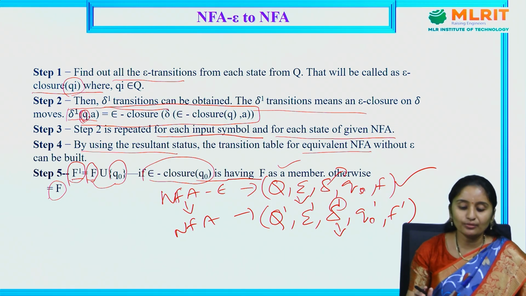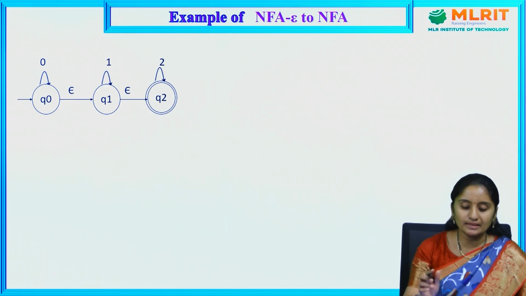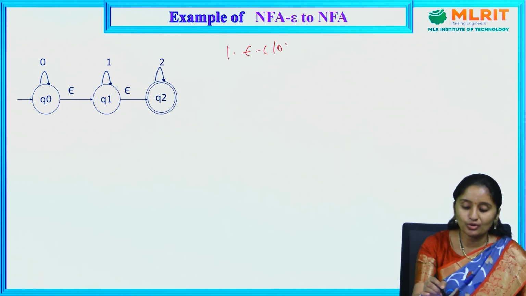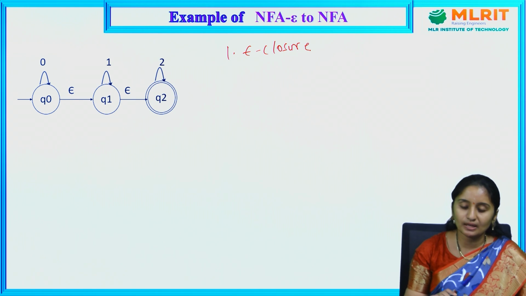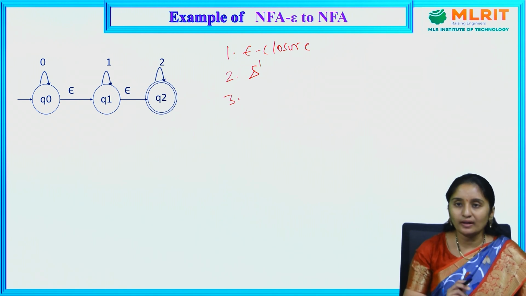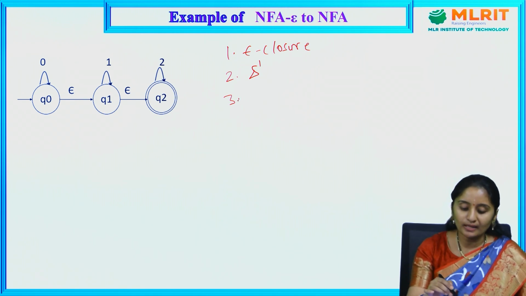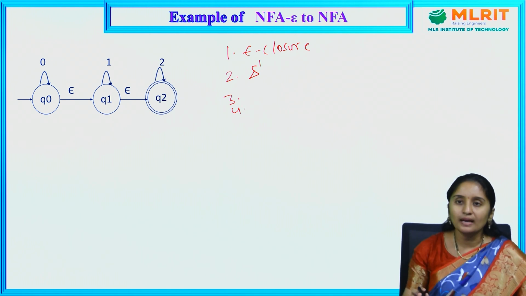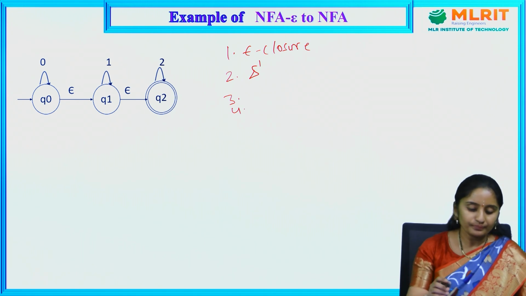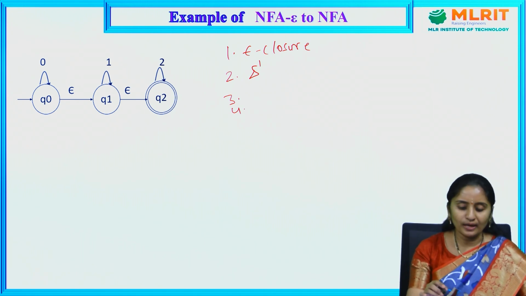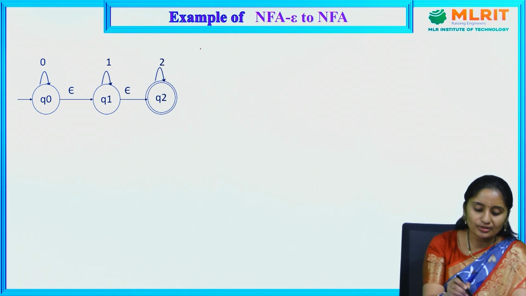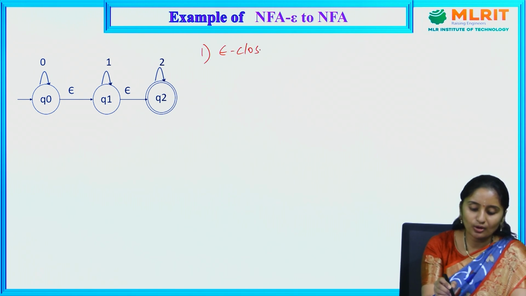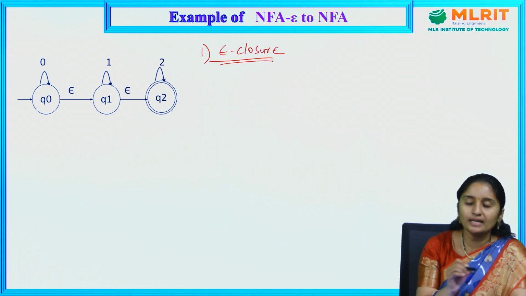So now what we are going to do to find out the NFA with epsilon to NFA is, the first one, we are going to find the epsilon closure of each and every state. The next one, we are going to find the delta 1 transition functions. The next one is we are going to plot a NFA diagram. And the fourth one is we are going to find the final state. So these are the 4 steps used to construct NFA with epsilon to NFA. The first one is we are going to find the epsilon closures. Epsilon closure of each and every state we are going to find.